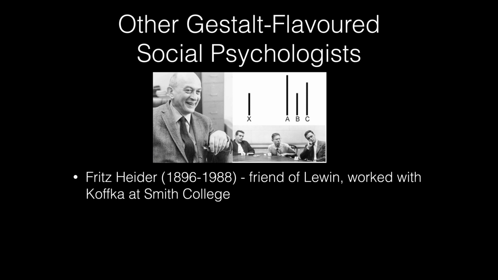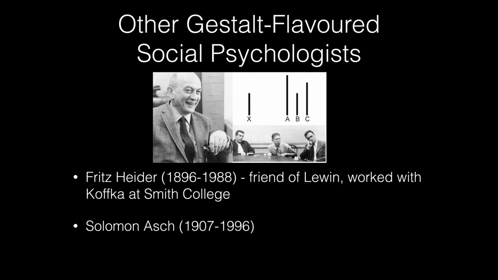One of them was Fritz Heider. Fritz Heider did a lot of work on attitudes and on motivation. I think he ended up at the University of Kansas in the end, but originally he was a friend of Lewin's back in Germany, and he also worked with Koffka at Smith College for a while. So Fritz Heider became this very influential social psychologist in many different ways. And I'll just mention briefly that you can see how he was connected to Lewin and to Koffka, and that's why a lot of his social psychology had Gestalt flavor to it.